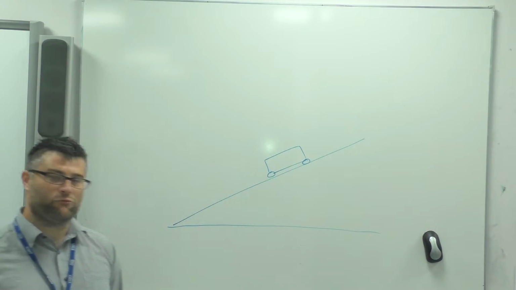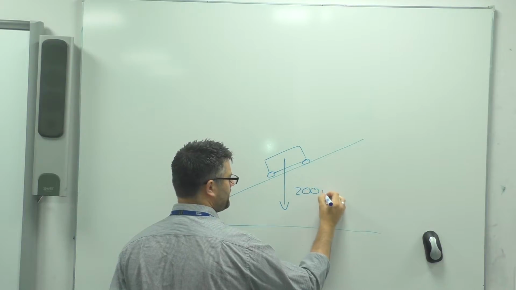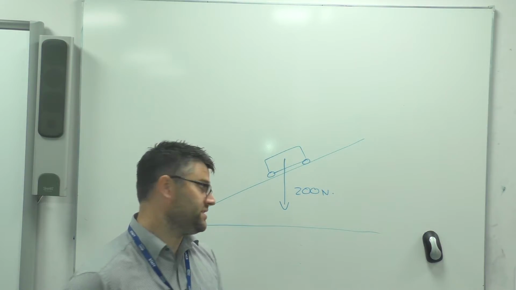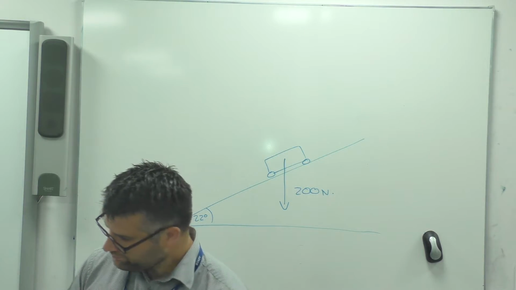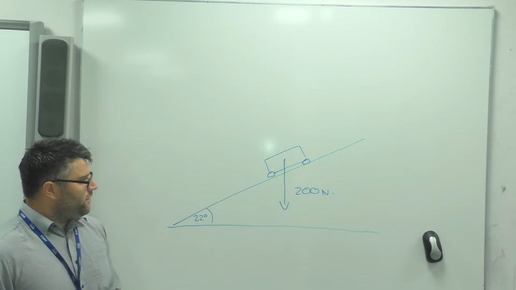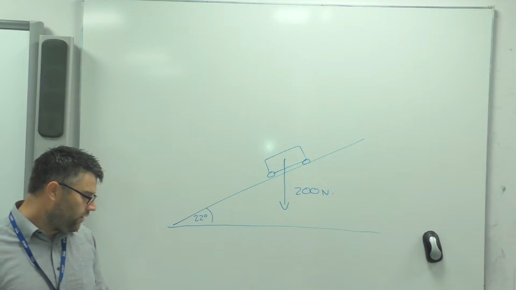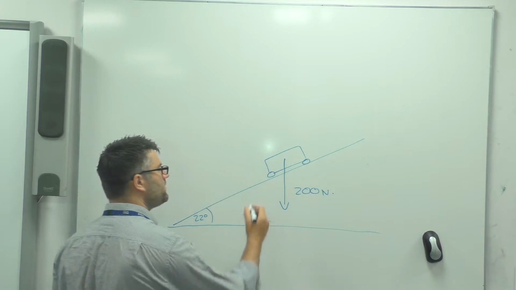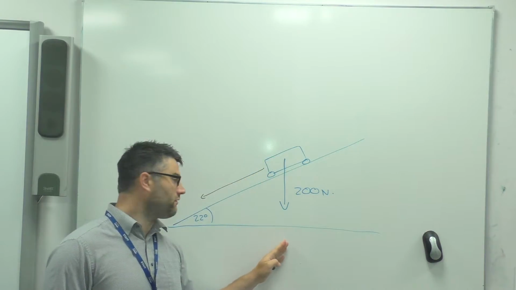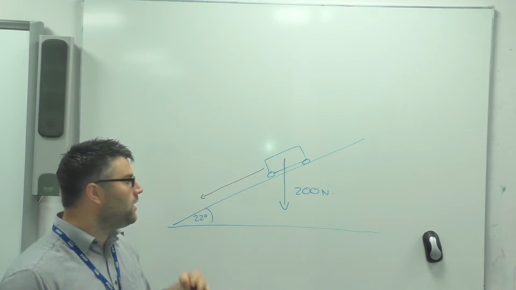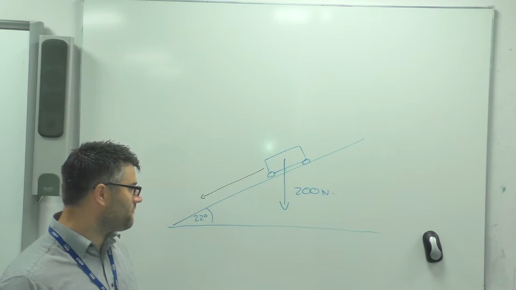So we've got an object on a ramp that has a mass, that has a weight, of 200 newtons. Okay, weight of 200 newtons. Then we'll say that the ramp is at an angle of 22 degrees. The questions that often get asked around this are to do with what's happening down the slope. We've got a car on the slope and it's travelling down the slope. So we've got a force of 200 newtons going directly down. So my first question is, what is the force down the ramp?